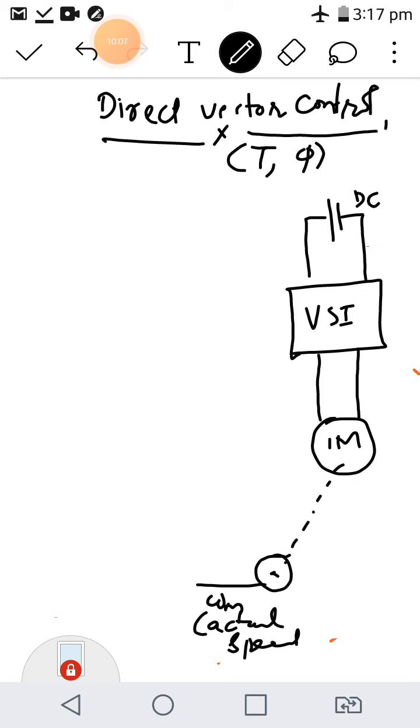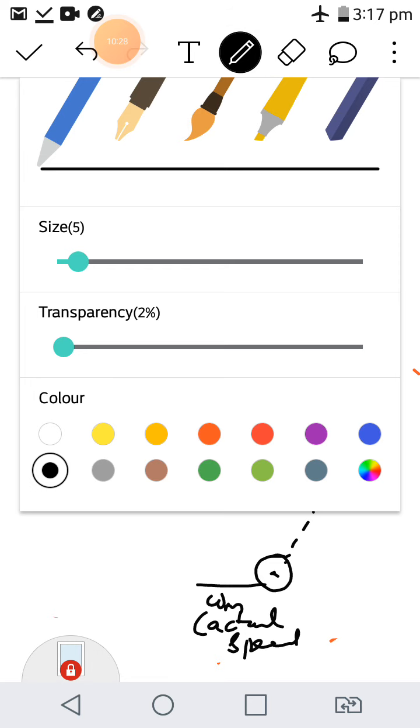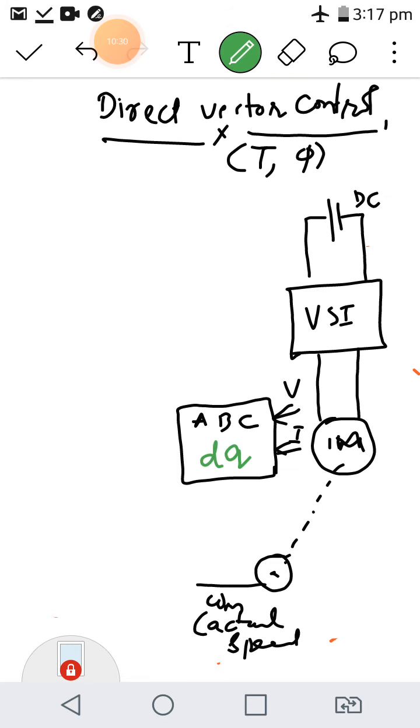At the same time I'll be measuring the motor terminal voltage and current. Voltage and current are directly measured from the induction machine. These quantities are in three phase, so they will be in the ABC system. So the first thing is you need to convert this ABC into two phase, which means DQ frame. When you convert this ABC to DQ, your output will be ID, the D axis current, and IQ, the Q axis current.